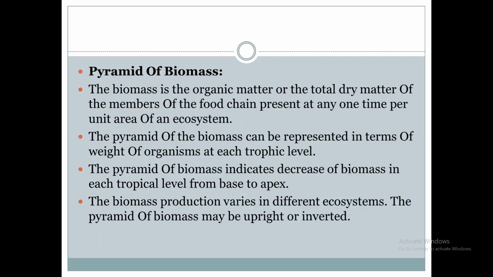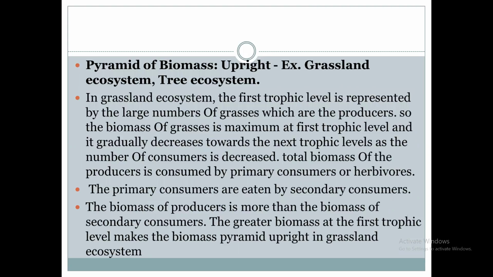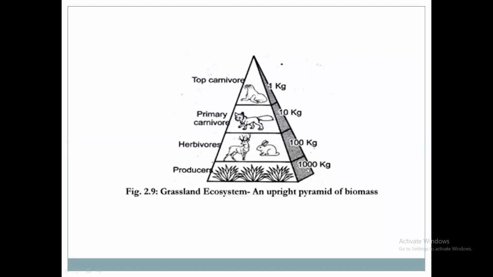Each trophic level, the weight of its members is what the biomass is. The pyramid of the biomass indicates the decrease of biomass in each trophic level from base to apex. From base to apex, there is a decrease of biomass in each trophic level. At each level, the biomass is decreasing. From 1000 kg to 100 kg, 100 kg to 10 kg, 10 kg to 1 kg. This biomass is decreasing in the grassland ecosystem.